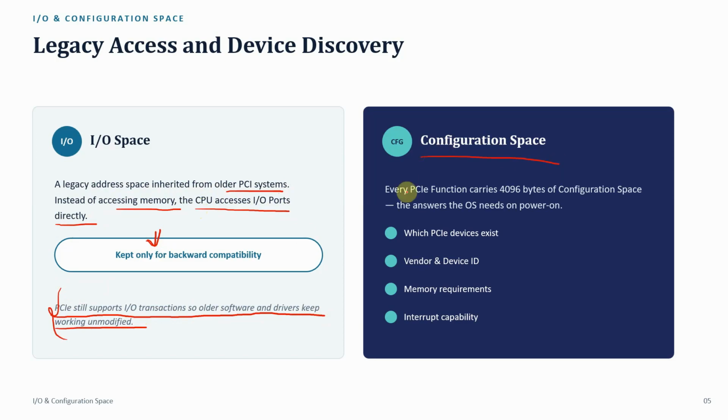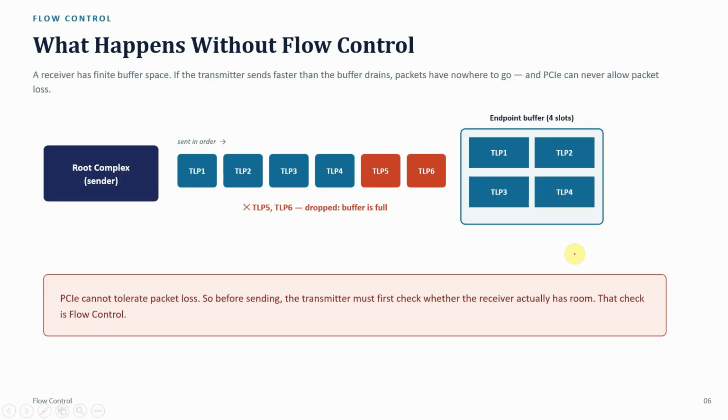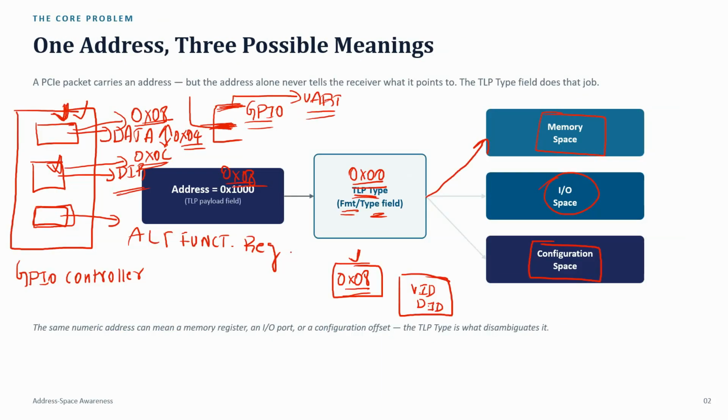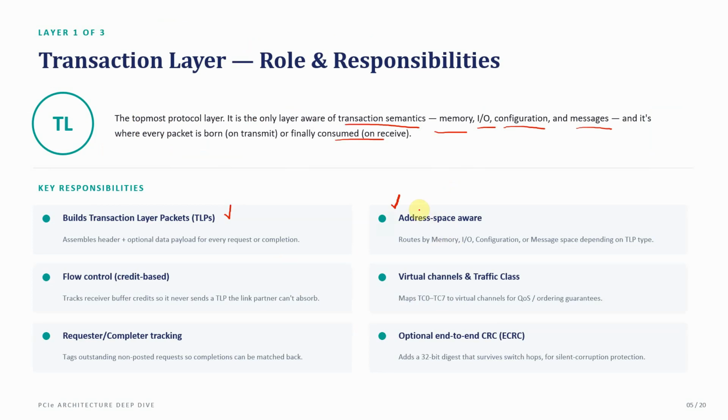And next is configuration space, where every PCIe function carries 4096 bytes of configuration space, and the answers the OS needs to power on. Like which particular PCIe device exists, what the vendor ID and device ID are, what the memory requirements are, and what the interrupt capability is, I'm going to come to know from this configuration space. So this is nothing but being memory aware, or address space aware. This is the first responsibility of my PCIe. It routes by memory, input output, configuration, or messages space depending upon the TLP type.